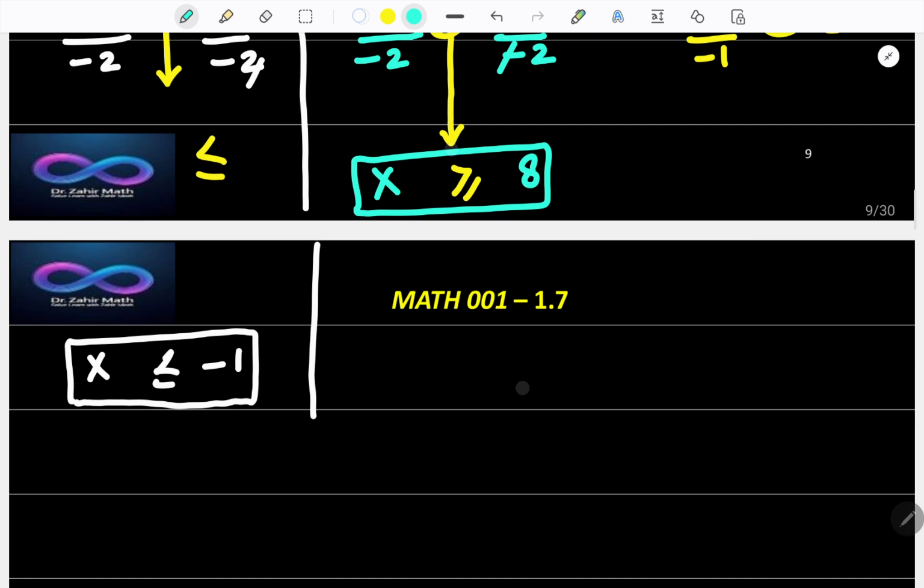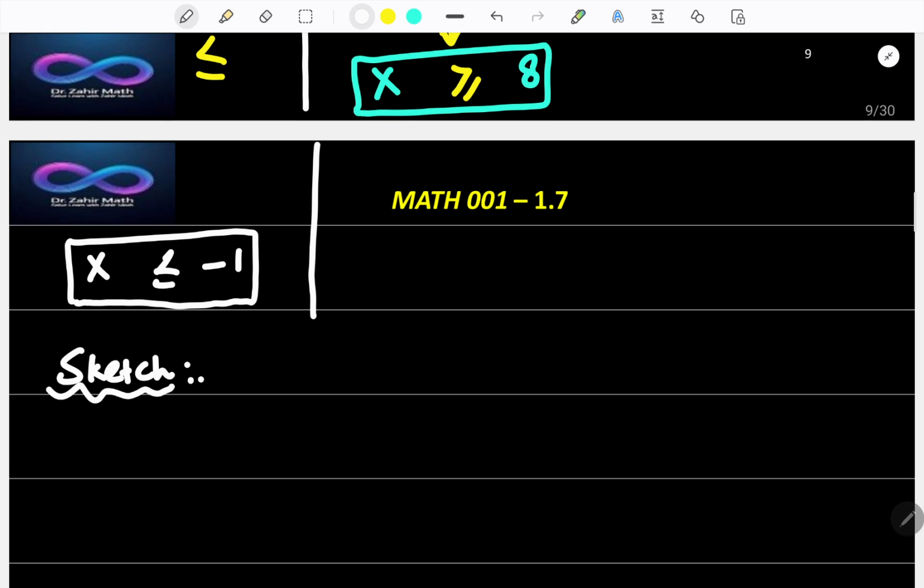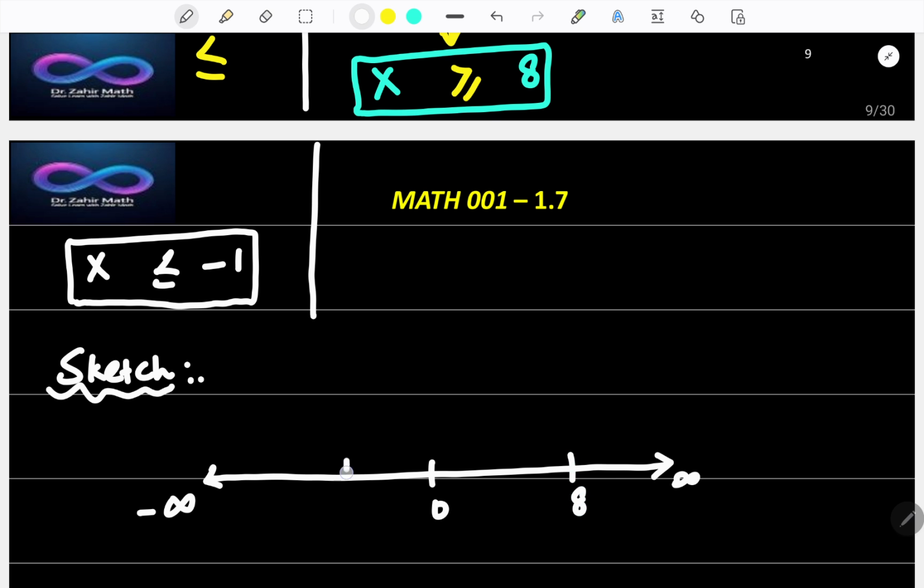So now what we are going to do is the sketch. Yes, let's go here. This is the real number line. This is infinity and this is minus infinity, and this is 0. Let's take here is 8 and here minus 1. X is less than or equal to minus 1, so it goes this side.